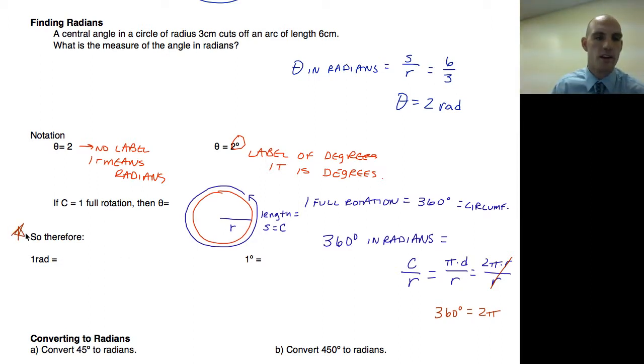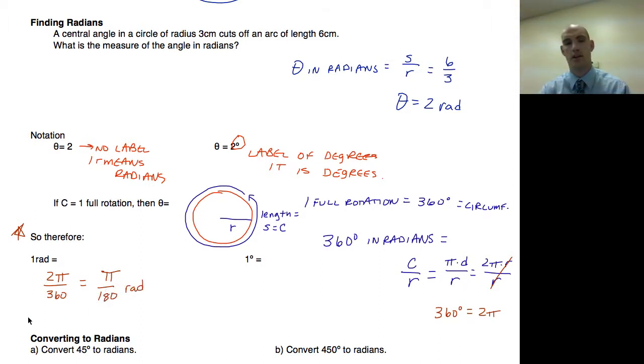Therefore, we can convert these things. So 1 degree is going to be equal to 2 pi over 360, because 1 radian is the length of the arc all the way around over the number of degrees. Well, that's 2 pi over 360, which is equal to pi over 180. So 1 degree is pi over 180 radians.